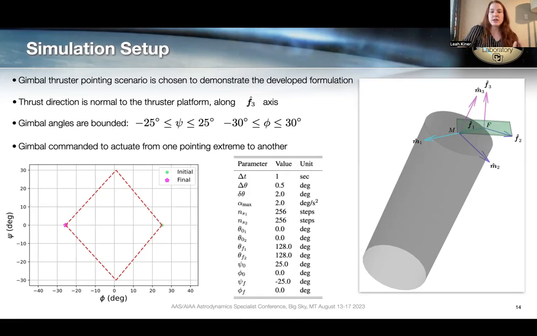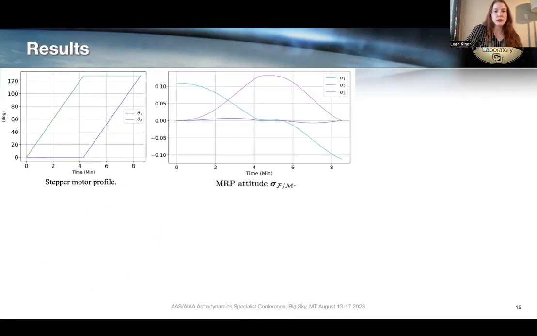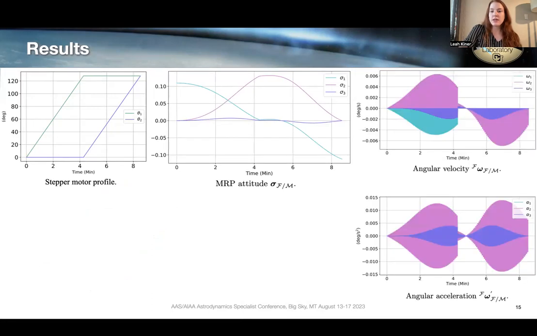And choosing the parameters in the table here, we determined that the number of steps to drive the gimbal to the final attitude for each motor is 256 steps. The step angle for the motors is 1/2 degree, and the step size in the table that we used is 2 degrees. So with all of the given parameters here, we first simulated an example where we actuated motor 1 followed by motor 2. So here's the attitude history of the gimbal and the angular velocity and angular acceleration.